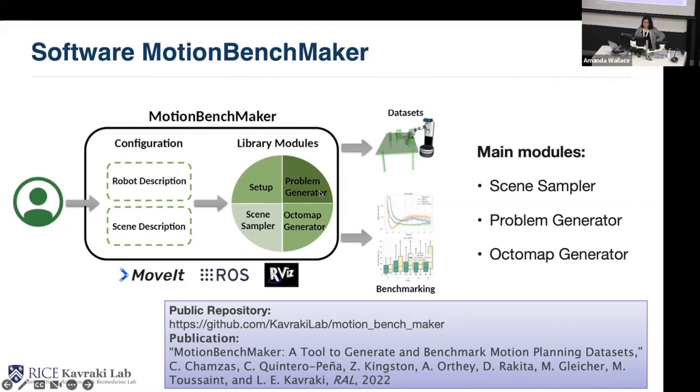It has a problem generator that is agnostic to the robot that you're going to use. And it also has an octomap generator so that in the end you can use an octomap of the scene and plan using the octomap. This work was published in Robotics and Automation Letters and was also presented at ICRA this year.